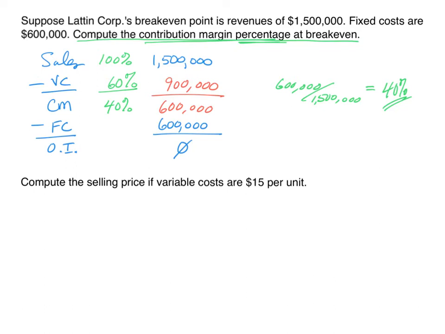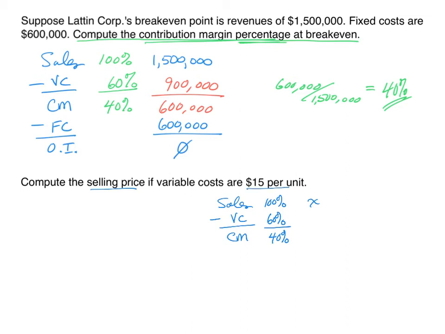Now let's move to the second half of the question. Compute the selling price if variable costs are $15 per unit. Well, once again, let's start with our income statement. So our sales minus variable cost is contribution margin. We've already found our percentages up above in the first part of the problem. So sales, of course, was 100% of itself. Variable costs were 60% of sales, and contribution margin was 40% of sales. This is going to help us figure out this problem because we're looking for the selling price. So that's going to be our X.